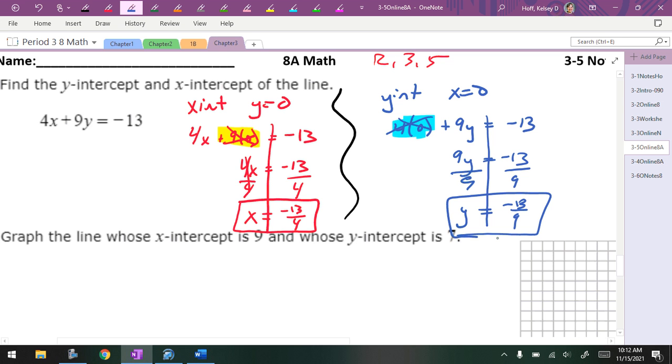As long as you remember the opposite letter is 0. X-intercept, y is 0. Because then the y cancels, I only have an x. The y-intercept, x is 0. The x cancels, I only have a y.